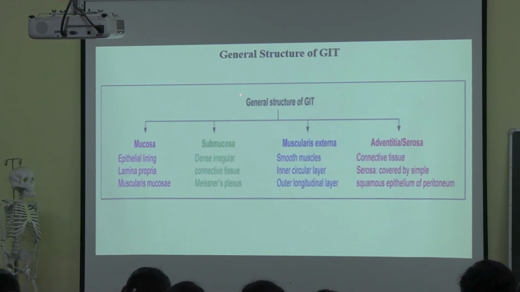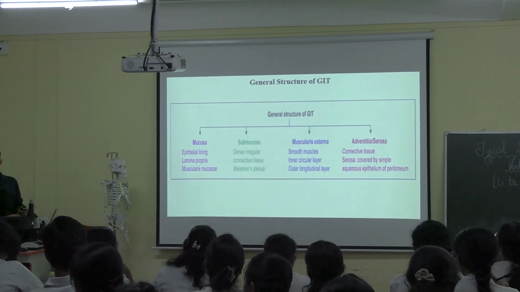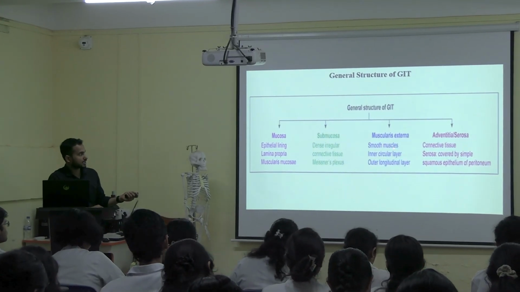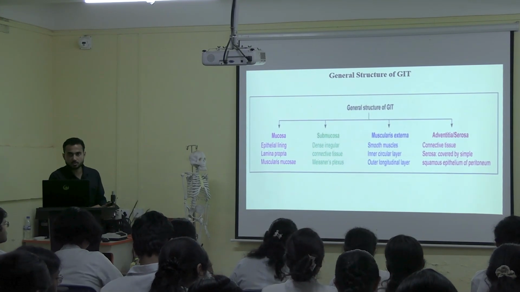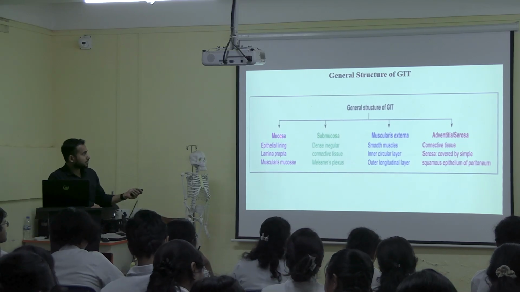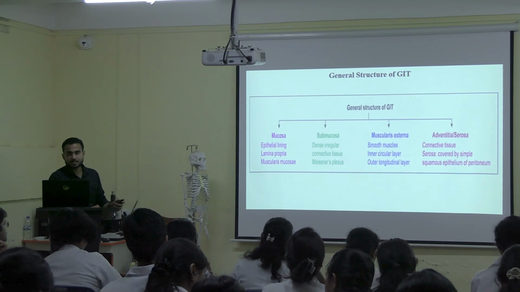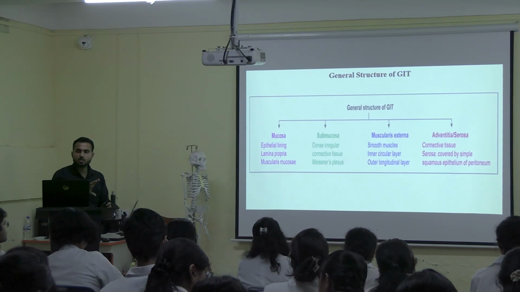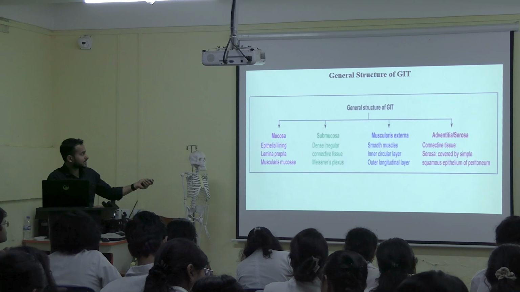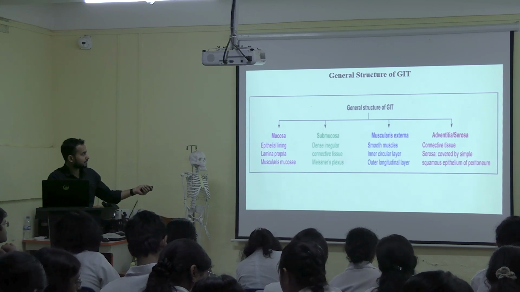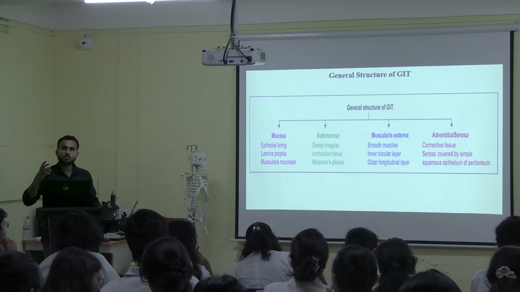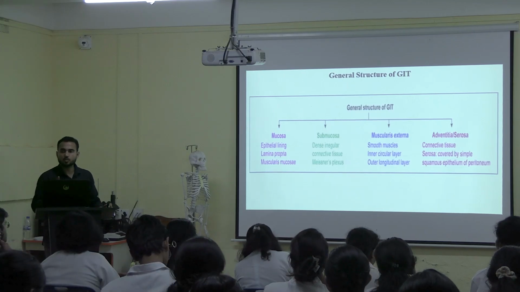Now in the general structure of GIT, as I said, 4 layers are there. What are these 4 layers? Mucosa, submucosa, muscularis externa, adventitia or serosa. Now in the mucosa, 3 additional layers are there, and together these 3 layers form the mucosa. What are they? First is the lining epithelium, then lamina propria and muscularis mucosae.